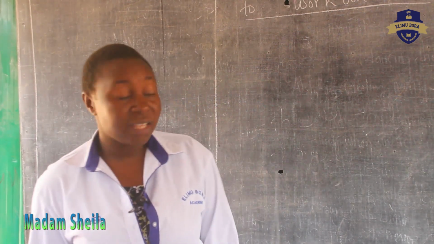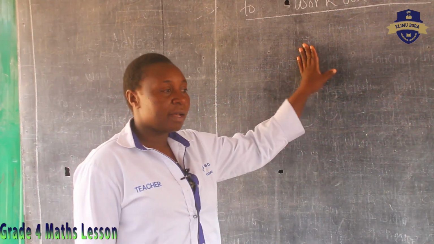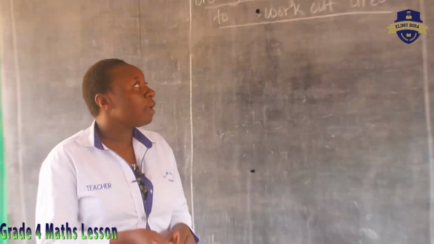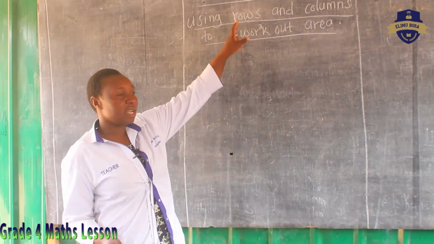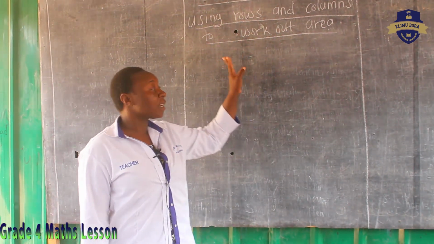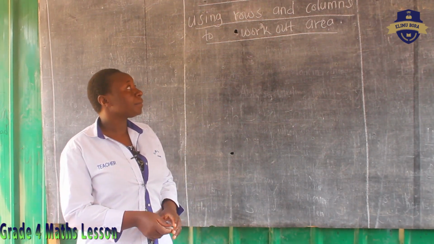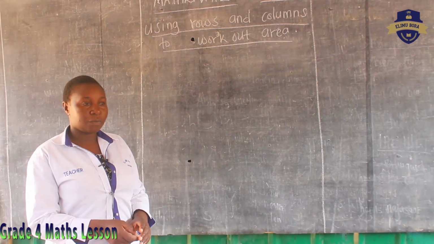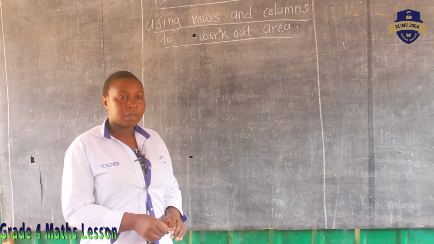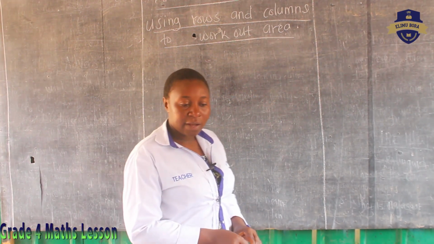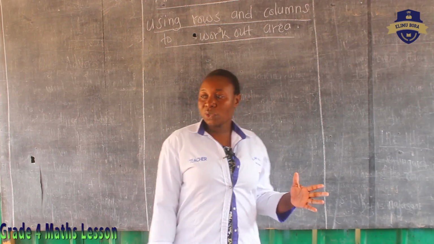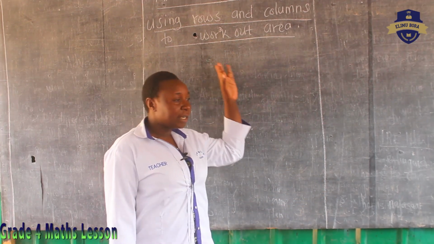So our today's topic is about area. We are going to work out area using rows and columns. Can you read for me the heading from the blackboard, everybody? Using rows and columns to work out area. We are going to work out area of different figures using the rows and columns.